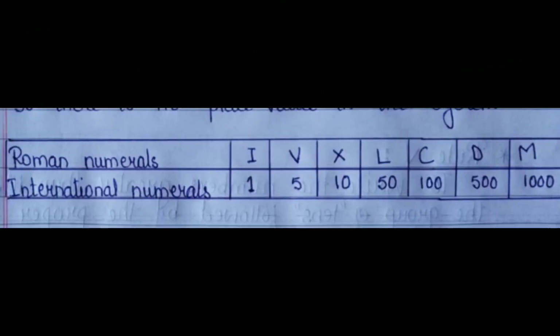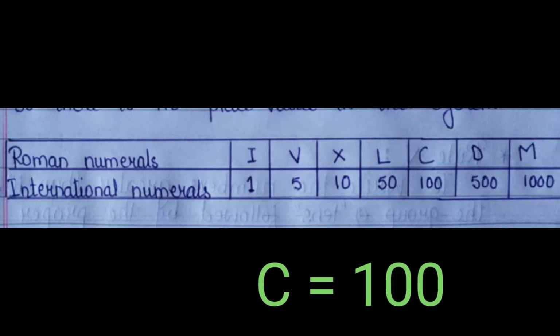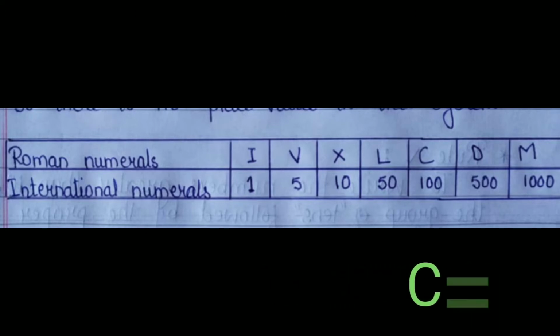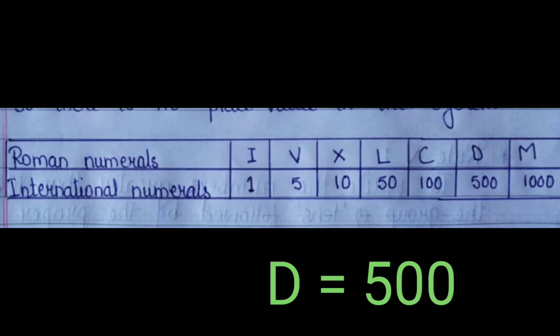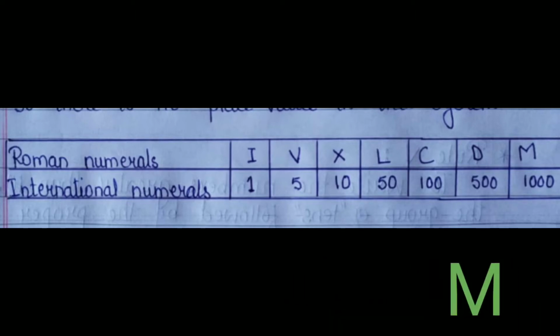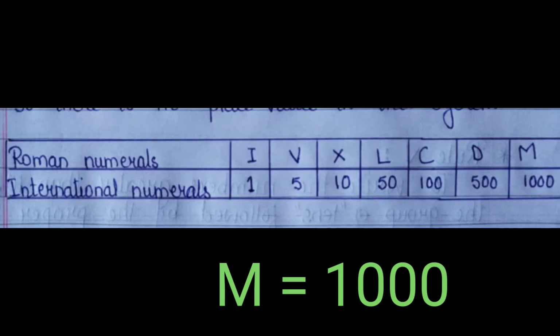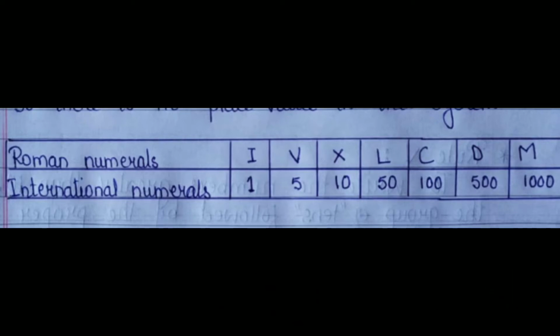Let us know the value of Roman numerals with the help of international numerals. The value of letter I is 1. The value of letter V is 5. The value of letter X is 10. The value of letter L is 50. The value of letter C is 100. The value of letter D is 500 and the value of letter M is 1000. And you have to remember these values properly.